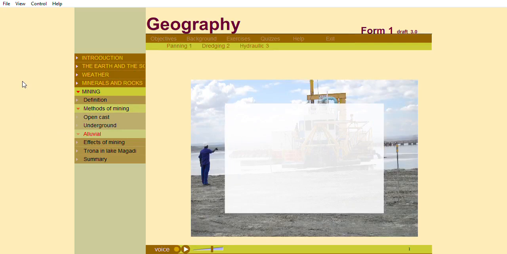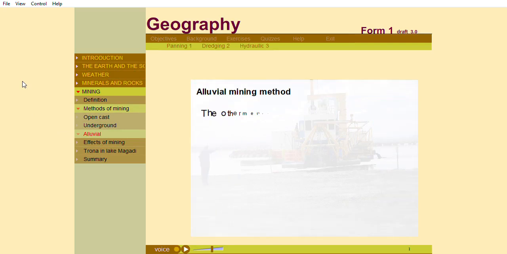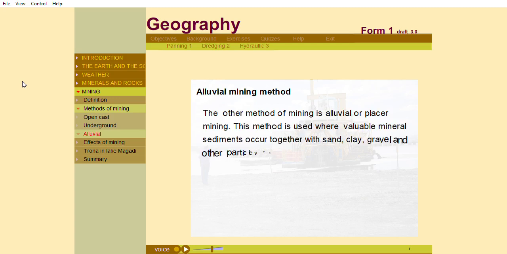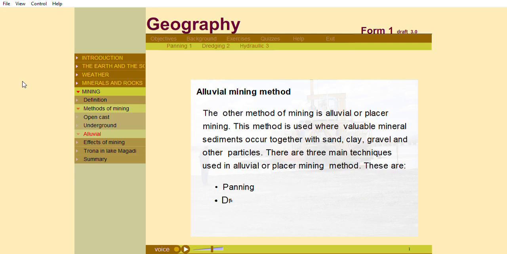The other method of mining is alluvial or placer mining. This method is used where valuable mineral sediments occur together with sand, clay, gravel, and other particles. There are three main techniques used in alluvial or placer mining method. These are panning, dredging, and hydraulic mining.